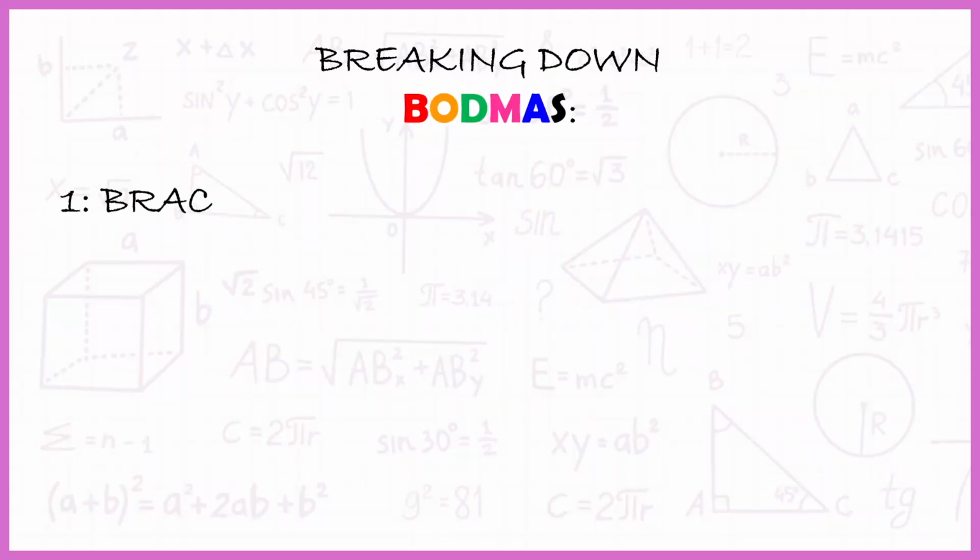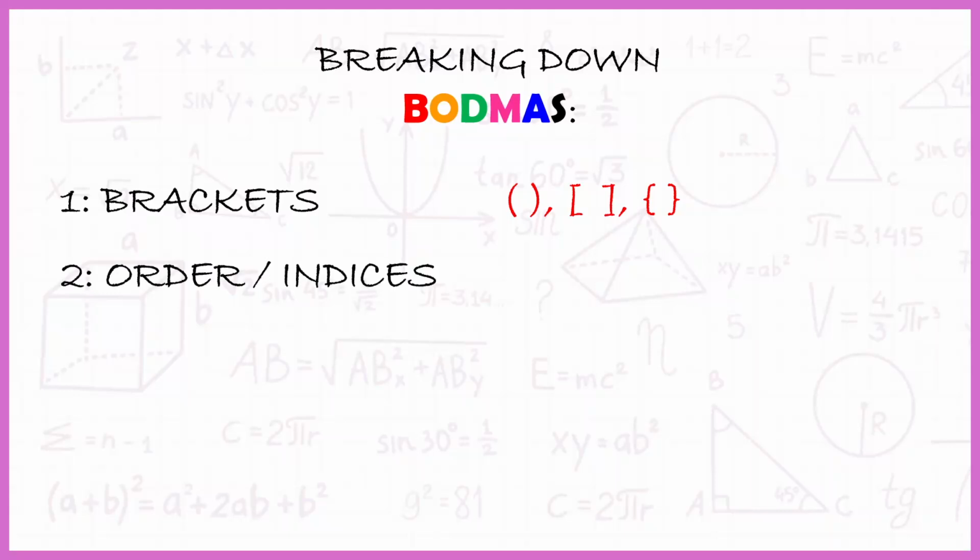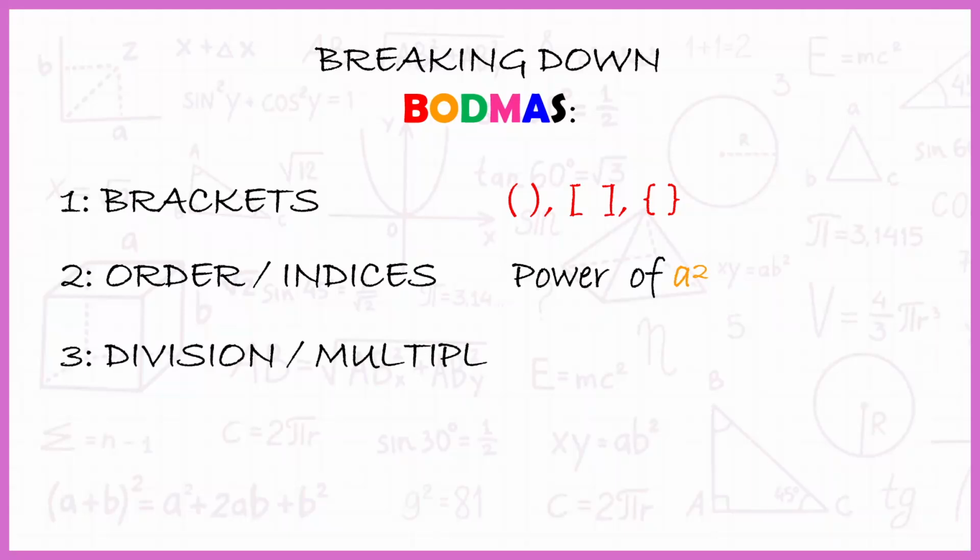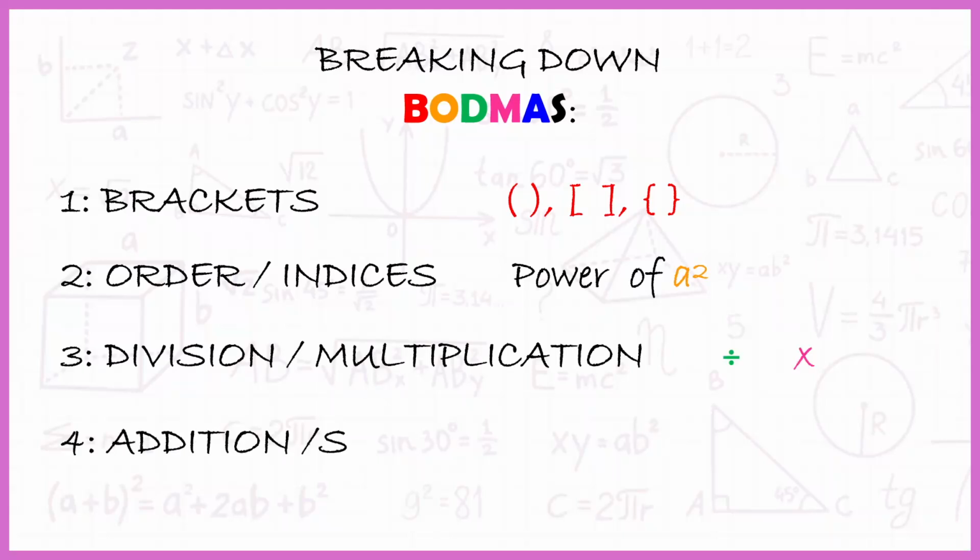Step number 1 are the brackets. There are 3 different types of brackets in maths. So you have the parenthesis brackets, the square brackets, and the curly brackets. Step number 2 is the order or the indices, which means the power of, so if you're cube rooting a number or square rooting a number. Step number 3 is the division and the multiplication. And step number 4 is the addition and the subtraction.